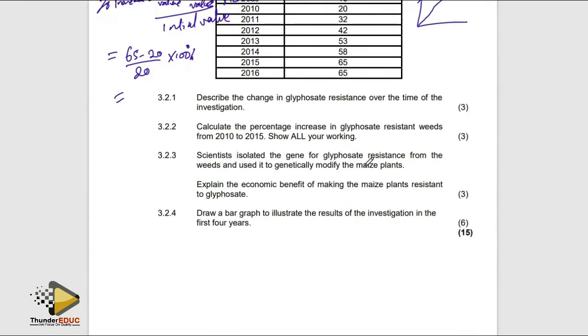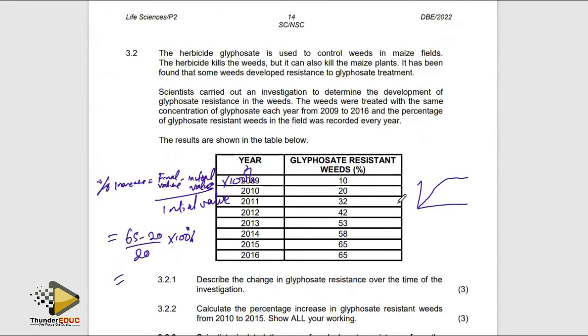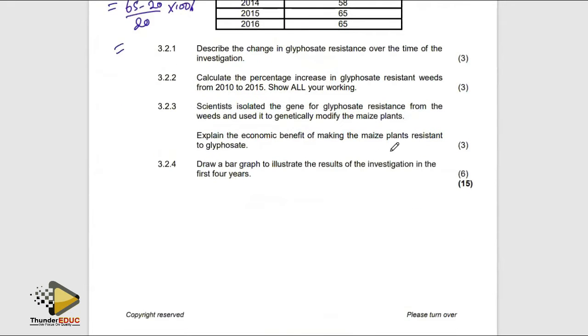So scientists isolated the gene for glyphosate resistance from the weed and used it to genetically modify the maize plant. Okay, explain the economic benefit of making the maize plant resistant to glyphosate. Because, now look, they are saying that glyphosate is a herbicide which kills plants. Maize is also a plant, and we use it to control weed in the maize plantation or the fields. So we have to make sure that this glyphosate cannot kill the maize. So the reason why they make this maize resistant to glyphosate is so that when you apply the glyphosate, it cannot kill the maize.